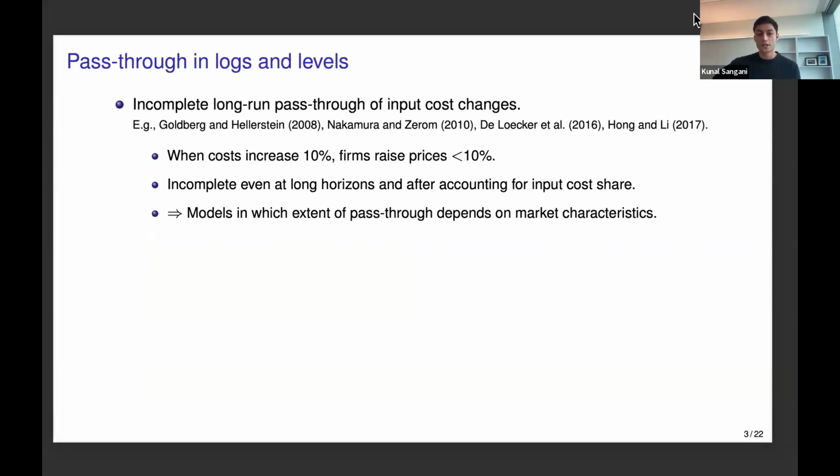And for that reason, there's been a lot of work studying the extent of pass-through. And the empirical fact that emerges throughout that literature is what I'm going to refer to as incomplete long-run pass-through. So if marginal costs rise 10%, say the price of coffee beans or producing coffee rises 10%, studies find that the price of downstream products like retail ground coffee that you buy at the grocery store increases by less than that. It increases by 3 or 4%. And that pass-through is incomplete even at long horizons at which nominal rigidities should be overcome. And it's incomplete even relative to the cost share of that input, say coffee beans, in the variable costs of those producers.